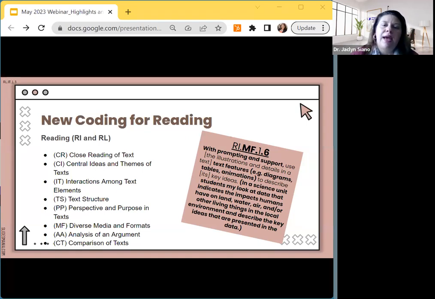So if you look at this example that I have in the pink box, this is a first grade reading informational text standard. It's not too dissimilar in terms of concept from what the RI standard was before, but they've added that MF, which means this specifically speaks to diverse media and formats. And they've added some more descriptive things. So it has to do with diagrams, tables, animations. It also talks about connection. So in a science unit, this would be one that you could connect to climate change. So in their attempt to reduce redundancy, and I really do think they did a good job on that, they made each standard more specific, but also provided a lot more examples on how it can be implemented.